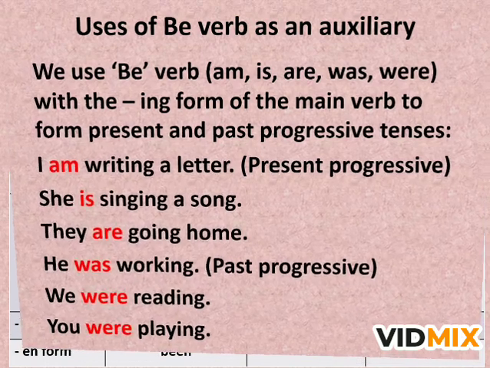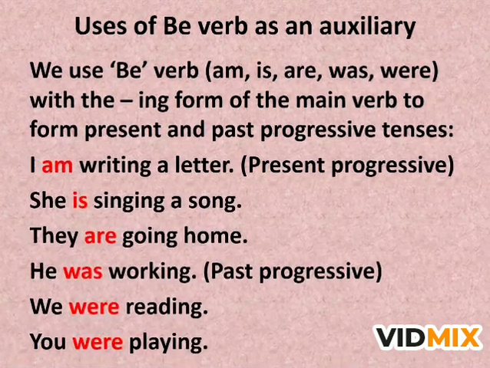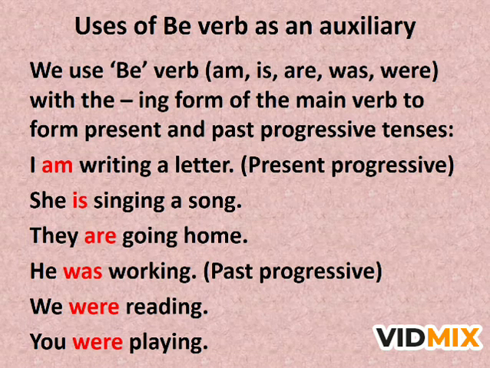Use of be verb as an auxiliary. We use be verb to form present progressive and past progressive tense. I am writing a letter. He was working. So these 2 tense forms are used.